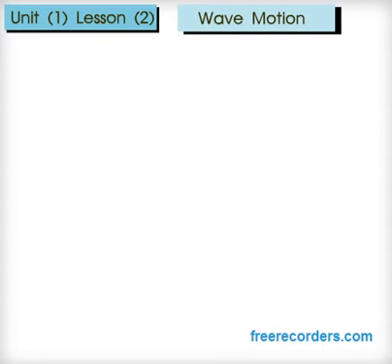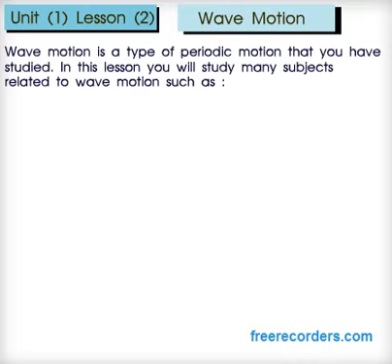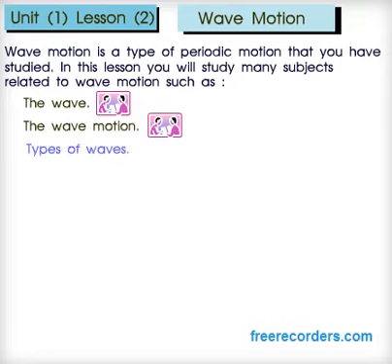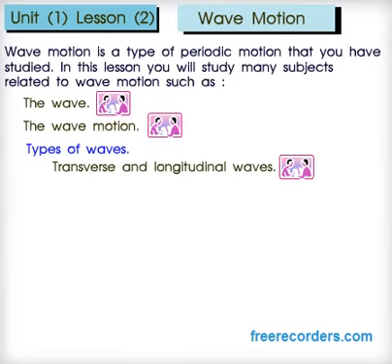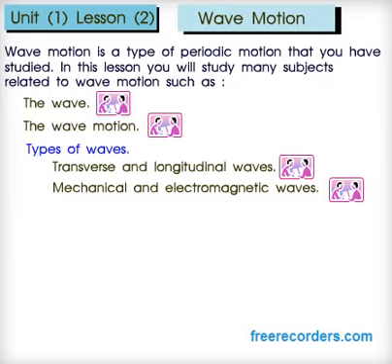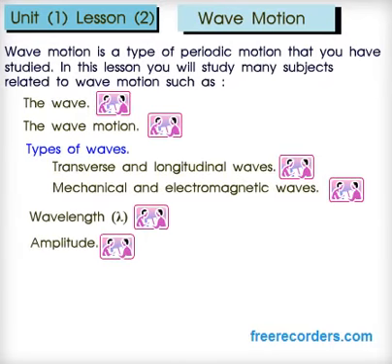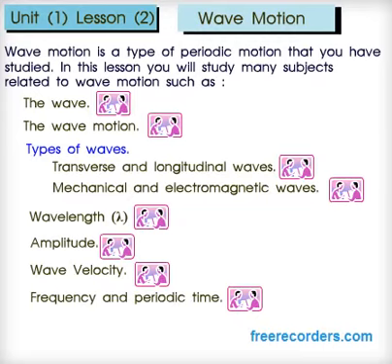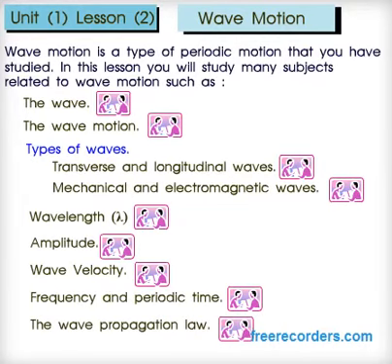Unit 1, Lesson 2. Wave motion. Wave motion is a type of periodic motion that you have studied. In this lesson, you will study many subjects related to wave motion, such as the wave motion, types of waves, transverse and longitudinal waves, mechanical and electromagnetic waves, wavelength, amplitude, wave velocity, frequency and periodic time, the wave propagation law.